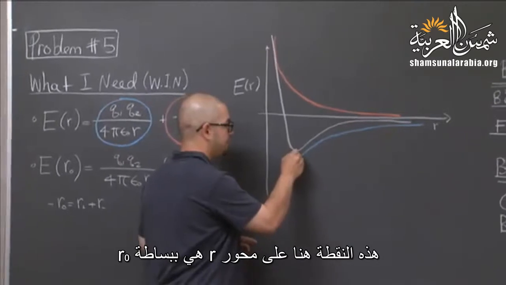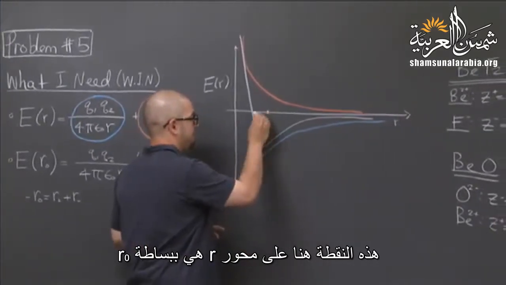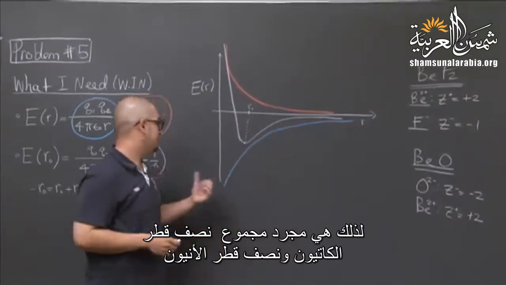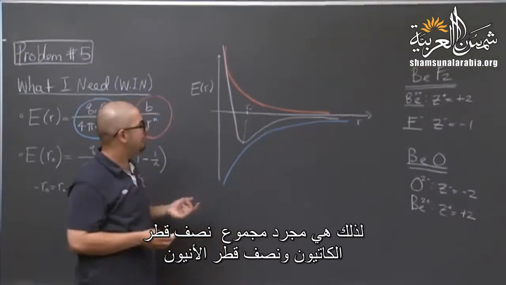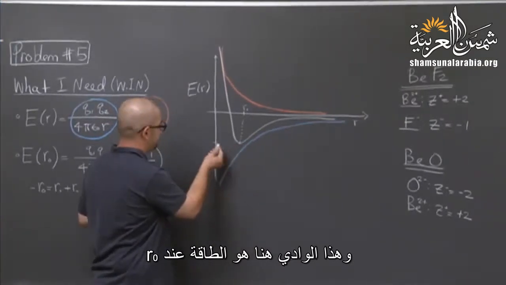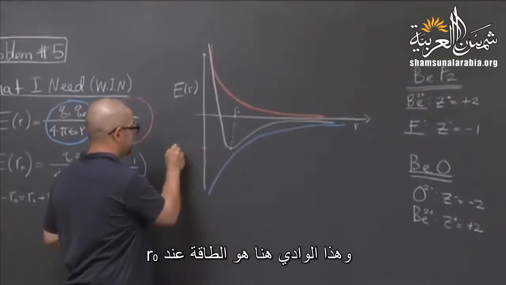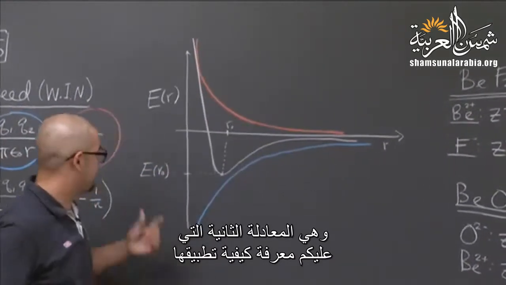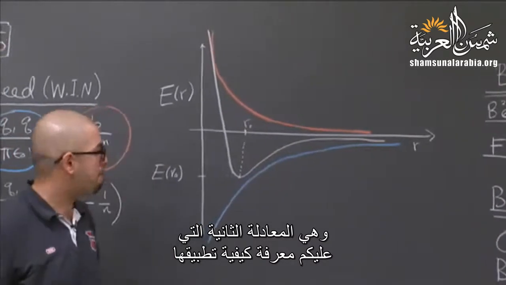And this point right here on your r-axis is simply your r0. So it's just the sum of your cation radius and your anion radius. And this value here is your energy at r0, which is the second equation that you should know how to apply.